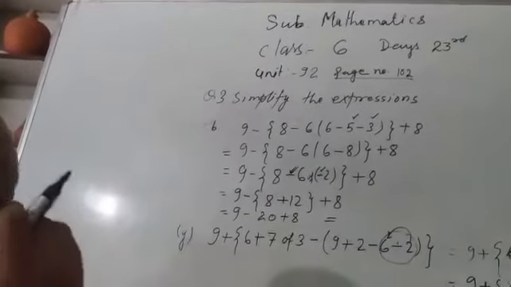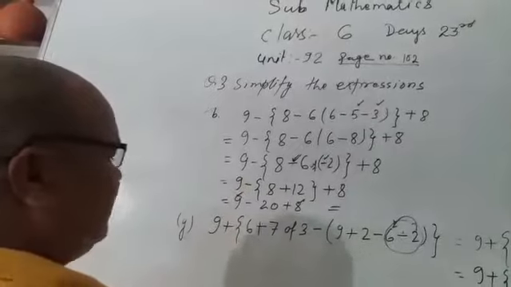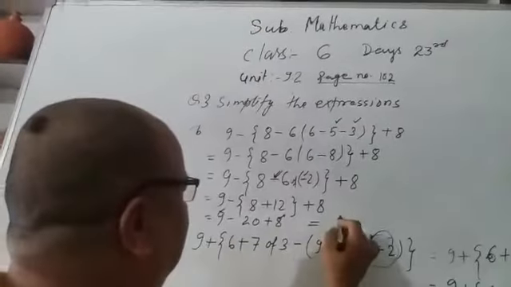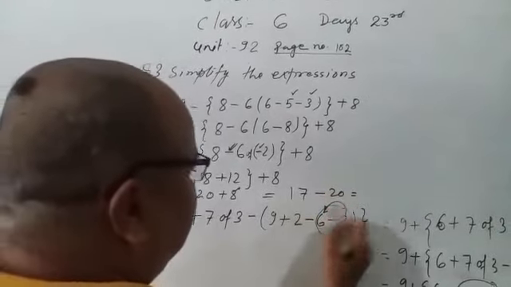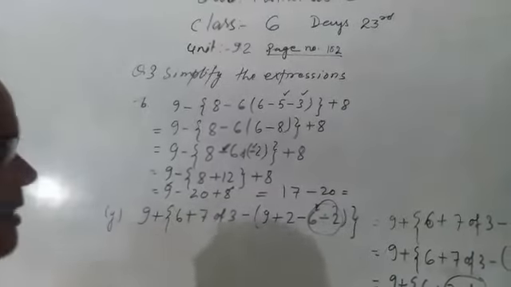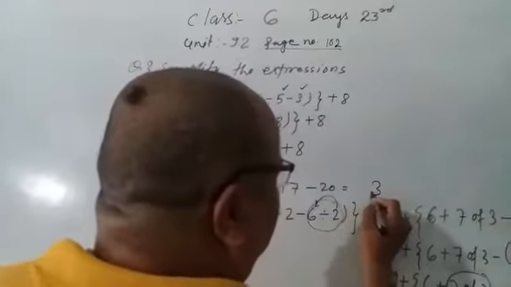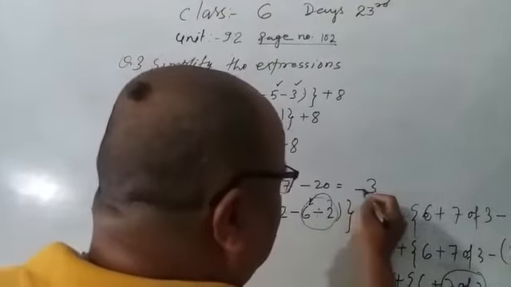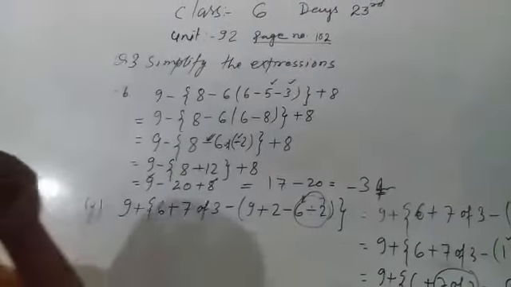So here 8 and 9 are positive numbers, that's why they are added, how much, 17 minus 20. So its answer is how much, this answer? Yes, it is 3, not 3, minus 3 is our right answer. Okay, note down. I will just come back.